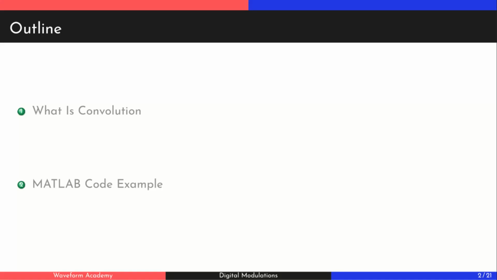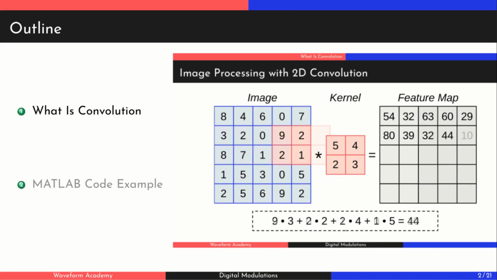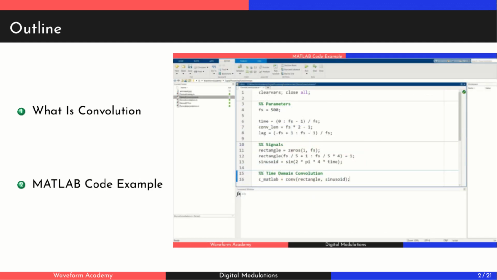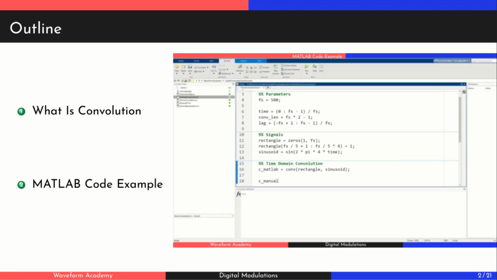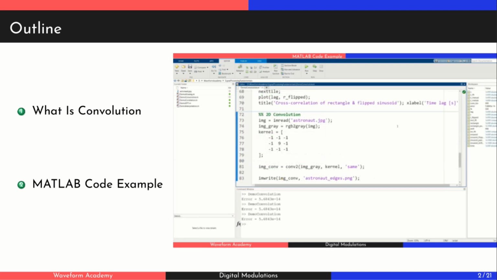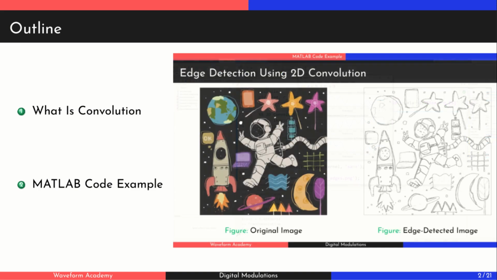Welcome. In this video, you'll learn what convolution is and how it works with clear visual examples. Then we'll dive into MATLAB to see how convolution is implemented, manually, with built-in functions, and using FFT. You'll also see how it compares to cross-correlation and how it's used for edge detection in image processing.